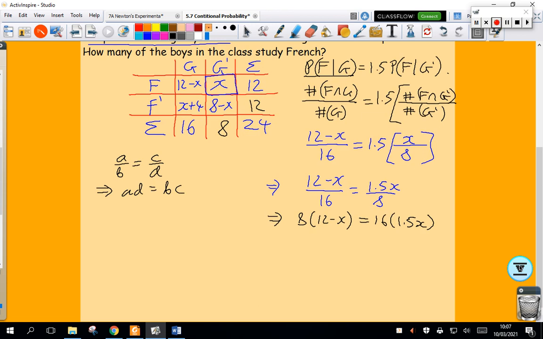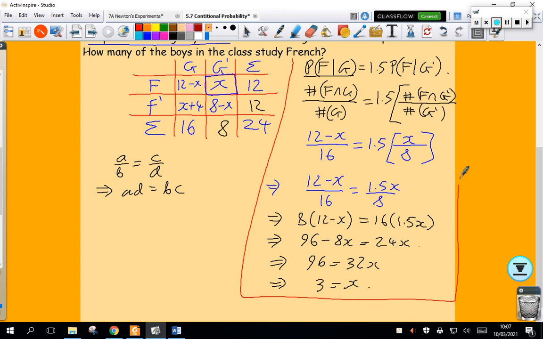So just solving this equation now, it's really straightforward from here. Expanding the bracket, that's 96, subtract 8x, is equal to 16 times 1.5. Well, 16 ones are 16, 16 halves are 8. Combine them, that's going to give me 24x. Okay, adding 8x on both sides will give me, not 66, sorry, 96 is equal to 8x plus 24x, that'll be 32x. And then finally dividing on both sides by 32, that will give me x equals 3. So that's all that equation solved over there.